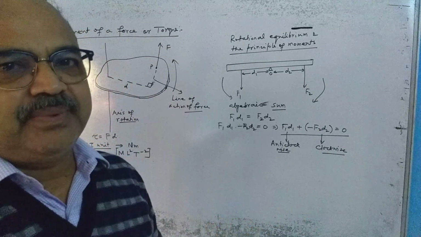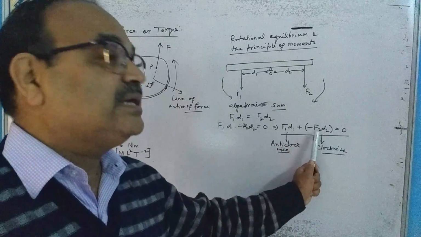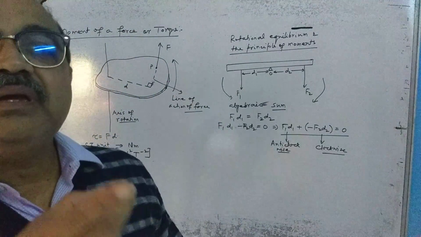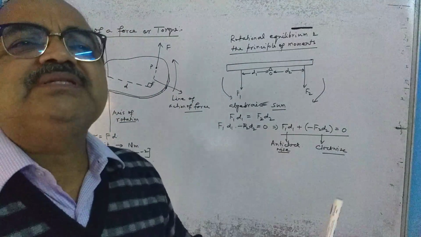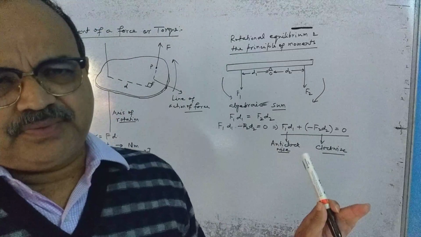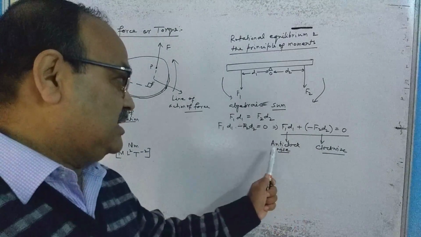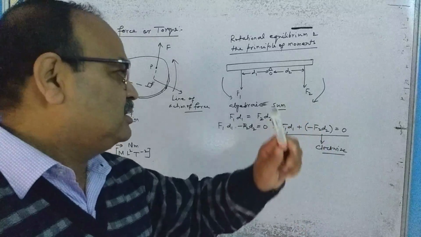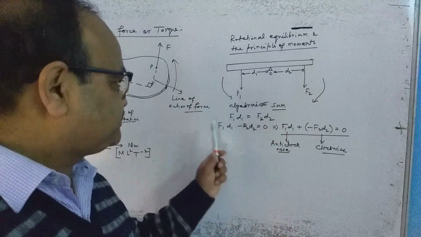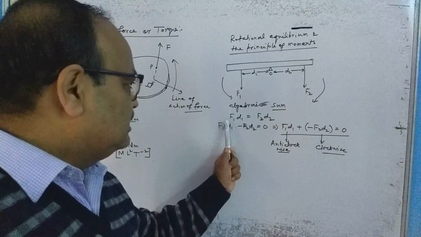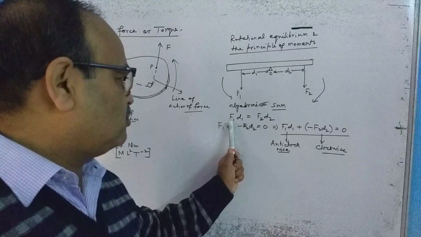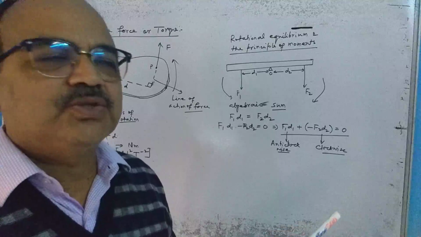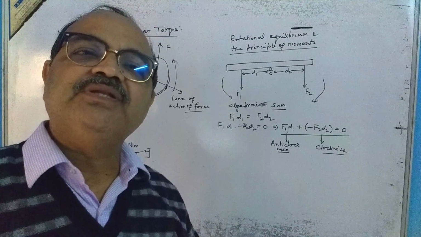And the algebraic sum of both is 0. Algebraic sum means the sum with the proper consideration of sign. Normal sum means no consideration of sign at all. But algebraic sum means with the proper consideration of sign. This is called 0. That means the sum of clockwise moments and anti-clockwise moments will be equal, or this, both will be applicable. So this is called the principle of moments.